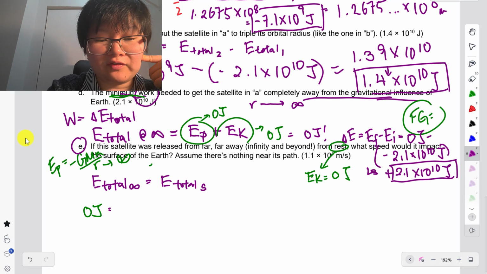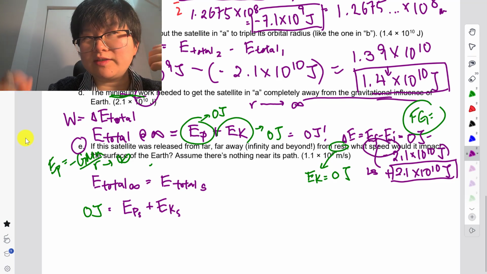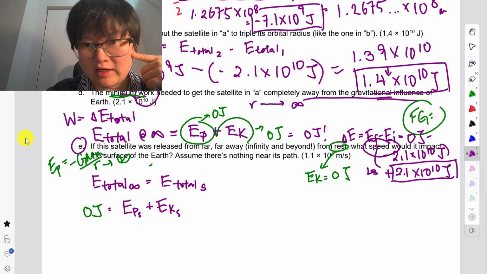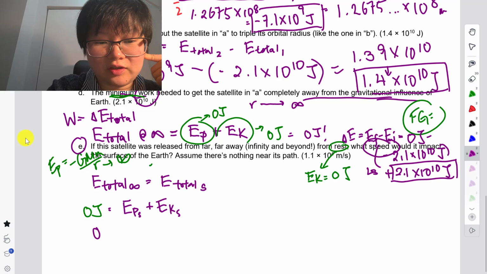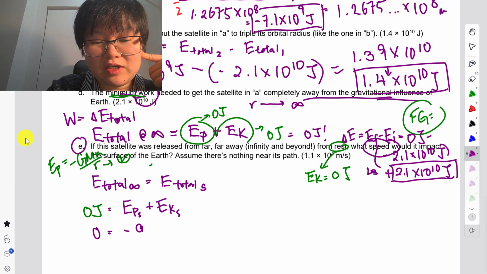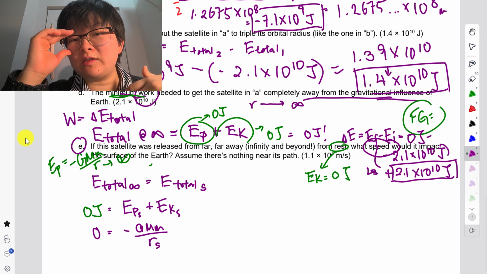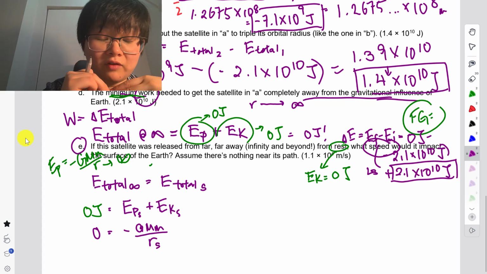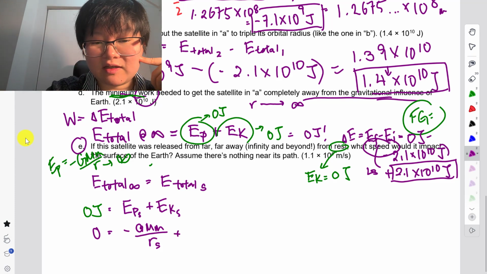So that's 0 joules, equaling the total energy at S, on the surface. On the surface, we're going to have potential energy and kinetic energy. We are trying to find the speed, which is really us trying to find the kinetic energy. The potential energy is going to be negative big G, big M, small m over R. This will be the distance from the center of the Earth to the surface, really just the radius of the Earth, because that's where it's going to crash land. Plus the kinetic energy of your object, 1/2 mv squared.